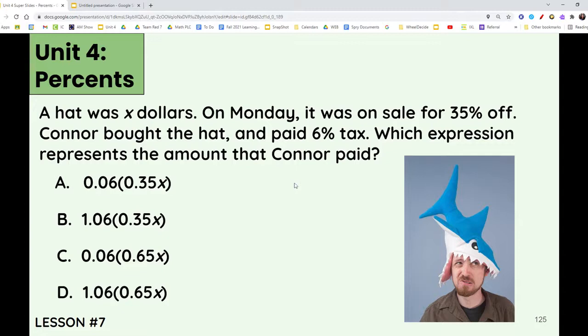So the answer should be D. If the item is 35% off, you only have to pay 65%. And then to be charged that amount with tax, you would multiply it by 1.06.